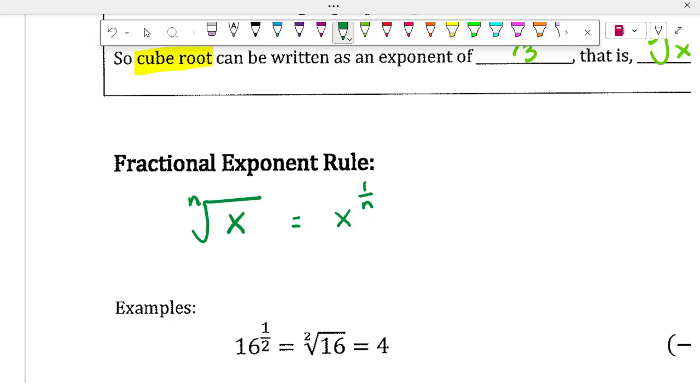What if you have a 1/2? Is that just square? Technically, you wouldn't see that. The indexes are usually not fractions.